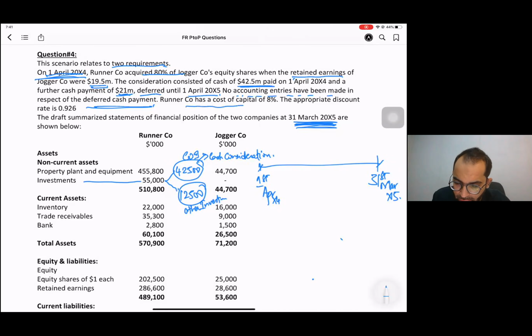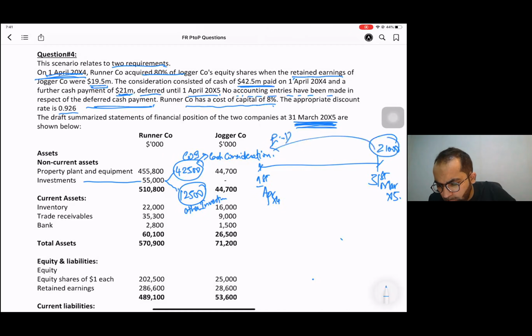Okay, now runner has a cost of capital of 8%. The appropriate discount rate is 0.926. Very easy, quick. As we have to pay deferred consideration after 1 year, just a 1 year gap, after 1 year we have to pay 21 million. So simply, I taught you yesterday, you need to calculate present value.